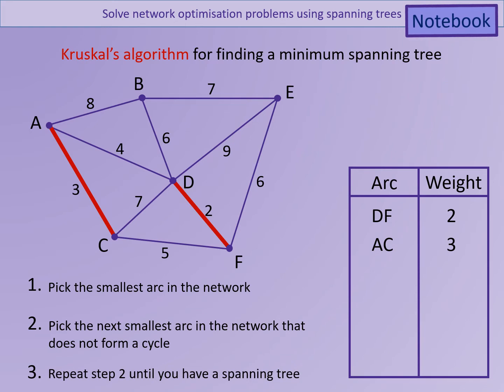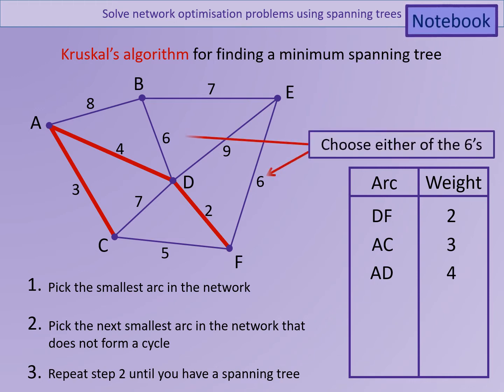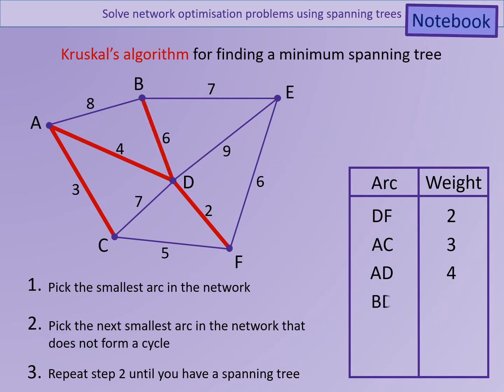Continue in this manner until again you have a spanning tree. So A to D with a weight of 4 is added next. Now the next smallest would be C to F, which has got a weight of 5, but that would form a cycle. So we move on and choose the one after that. We can choose either of the two arcs of length 6. Let's choose BD with a weight of 6, and then we'll choose EF with a weight of 6 again.